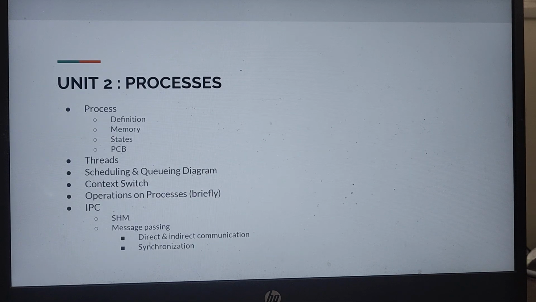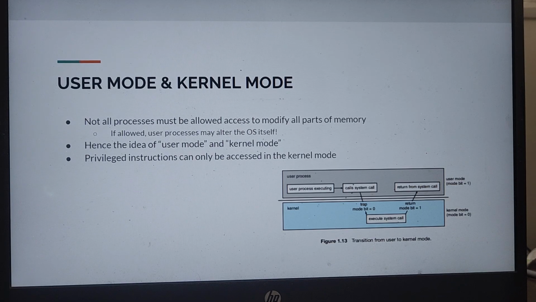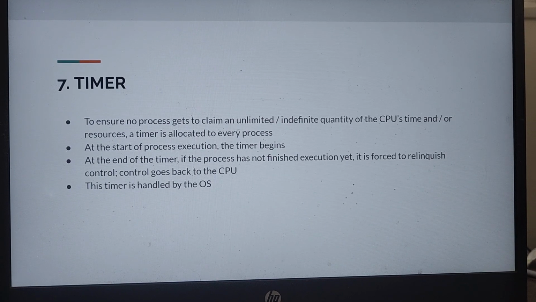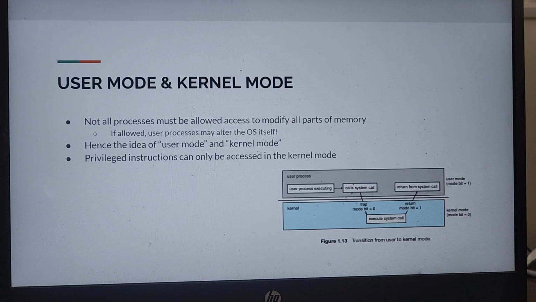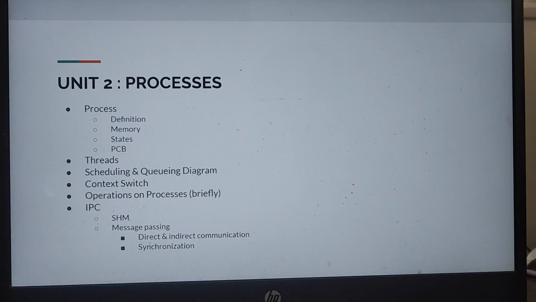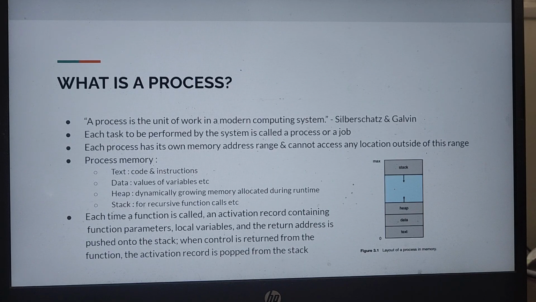So if you remember from the previous segment, one of the things we looked at yesterday: no process should be allowed unlimited access to the CPU's time or resources. When we were discussing this point, one of the things we mentioned was that if any process gets such unrestricted privileges, it might alter the OS itself, or tamper with some critical information and render your whole system useless. It is a potential threat, right? So that's the same idea we are carrying forward here.